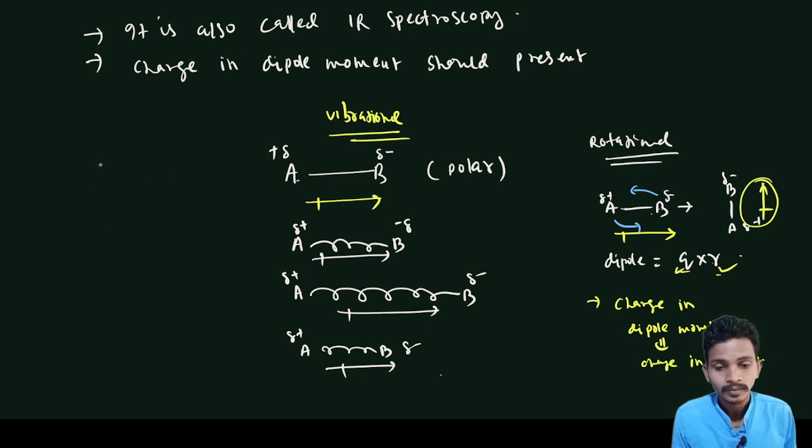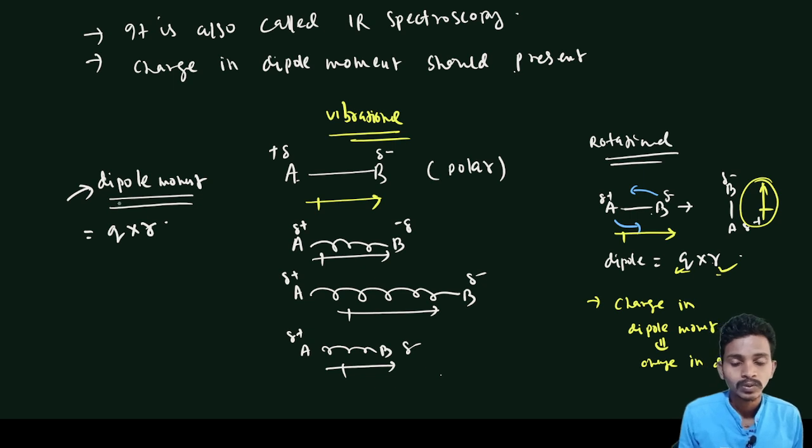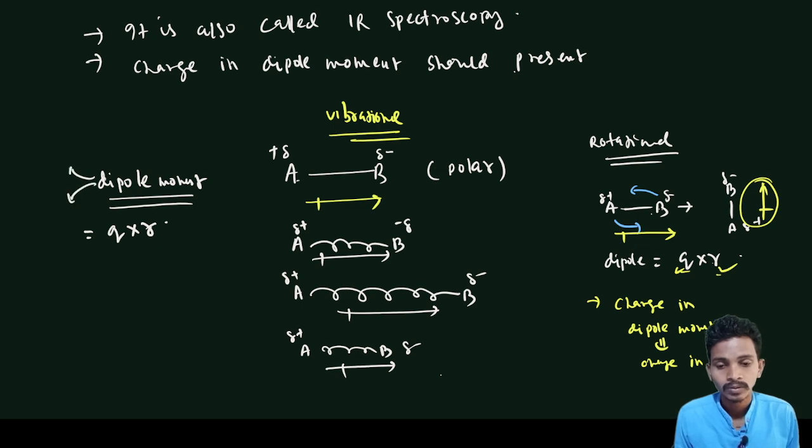So for IR activity we need a change in dipole moment, so I am looking for where the dipole moment is changing. Dipole moment means Q into R, and this is a vector quantity. It depends on two things: one is direction, another is magnitude. If any one of them changes, then the dipole moment will change.